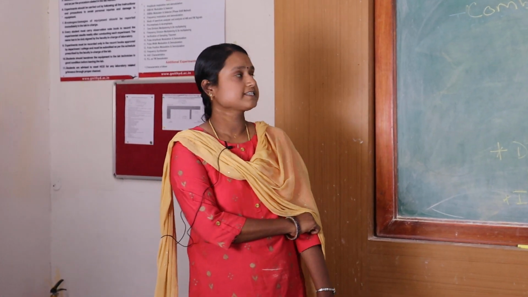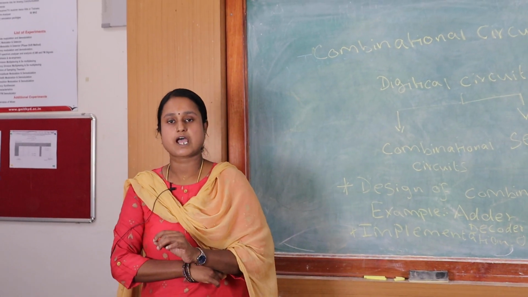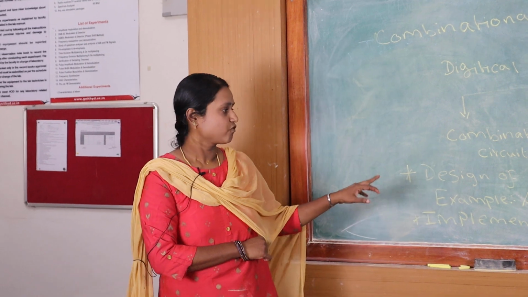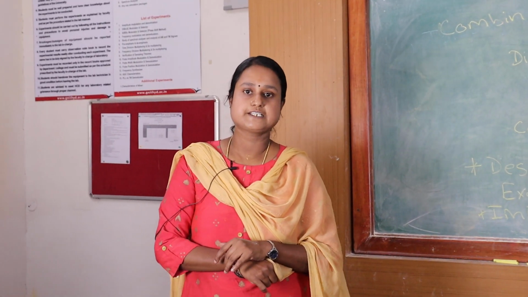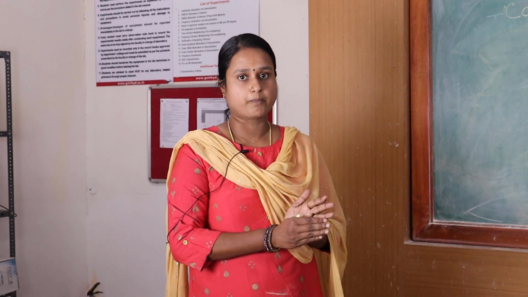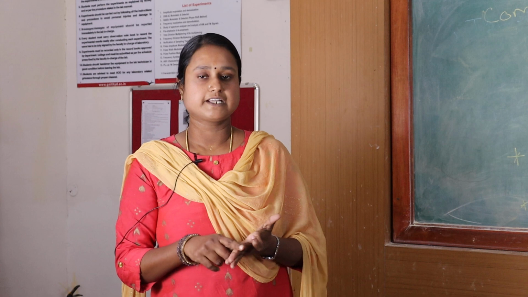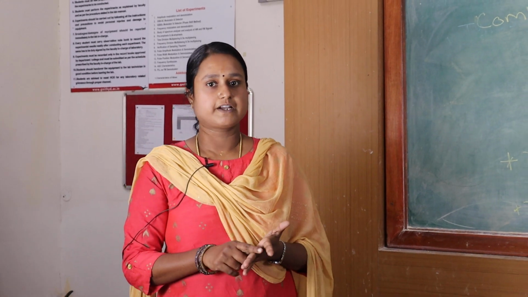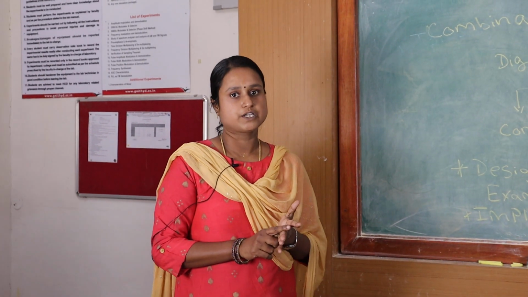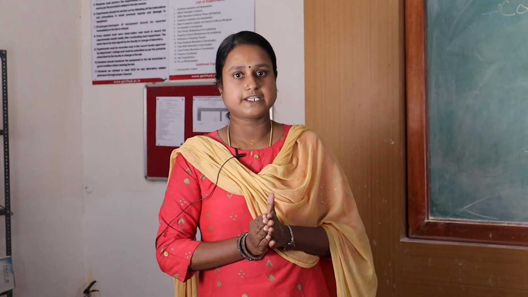Now today's class I am going to discuss combinational circuits. In combinational circuits I am going to implement the full adder using a 3:8 decoder. Before that I have to give a short introduction about what a combinational circuit is, what the difference is between the combinational circuit and sequential circuit, and I have to focus on how to design a combinational circuit. For that I will give examples of half adder, full adder as well as decoders, and I will implement the full adder using a 3:8 decoder.